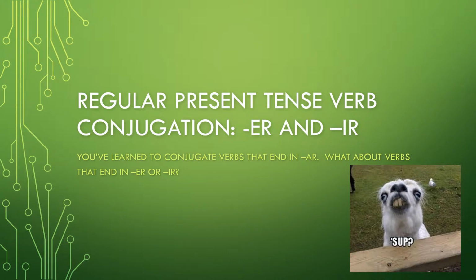Alright, Spanish 1, we are continuing our review of the present tense with this lesson on verb conjugation for ER and IR verbs. You have a previous lesson that was on AR endings, so hopefully you know how to do those and make sure you've done that lesson before you do this lesson. So we're going to conjugate with ER and IR verbs today.